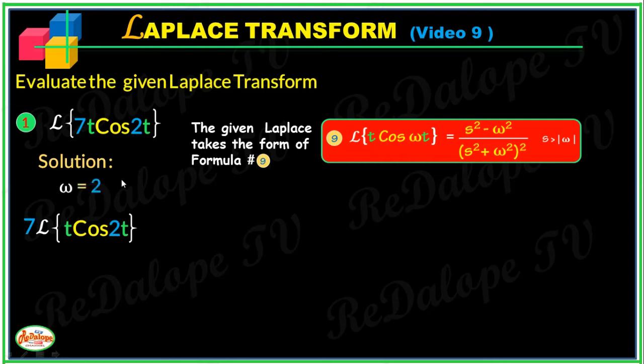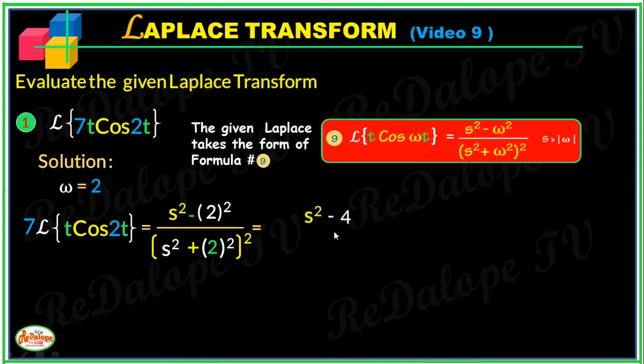Since we know omega is 2, we are now ready to substitute omega equal to 2 in this formula. So we have s square, just simply copy s square, minus, copy the minus sign, and omega happens to be 2, and that is being squared, so square 2, divided by s square plus omega again is 2, and then square it, and then square the denominator. Simplifying it now, we have s square minus, and then 2 square is simply 4, divided by the quantity of s square plus 4 raised to square.